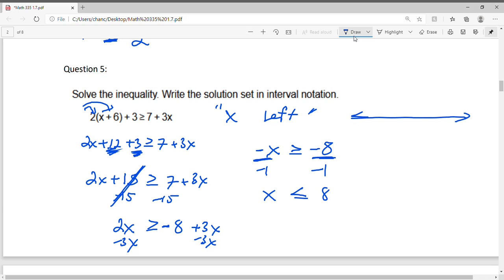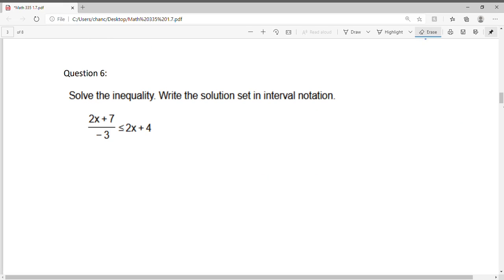Let's draw our number line again. We're going to face to the left here, and it's going to be a closed circle. Now our solution is -infinity to 8 with a square bracket around the 8. Question 6, let's solve the inequality.